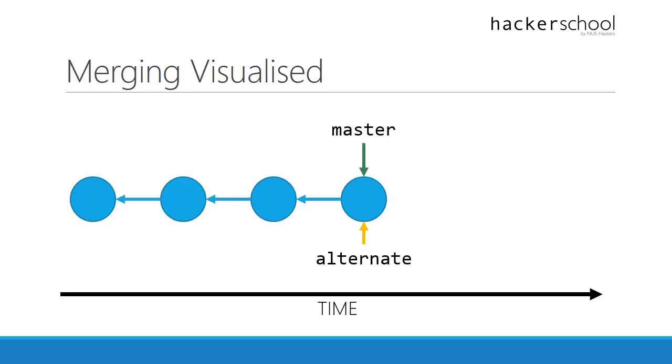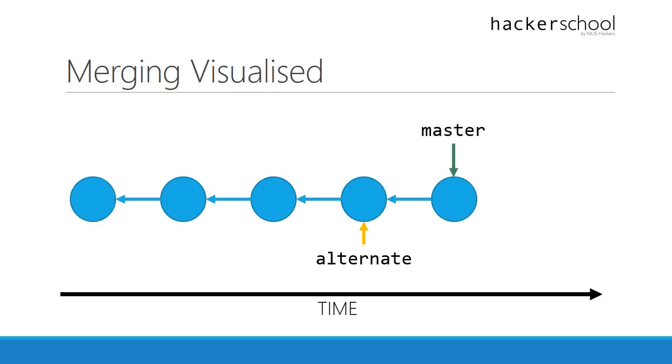Okay. So then what we did was we made a commit in master, and what that did was it added a commit and also moved the label for master up. So you'll notice again that the alternate label hasn't changed. The alternate branch is still at the point that we made it. Does anyone have questions at this point? Okay.